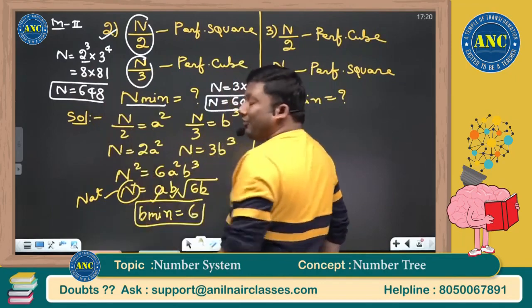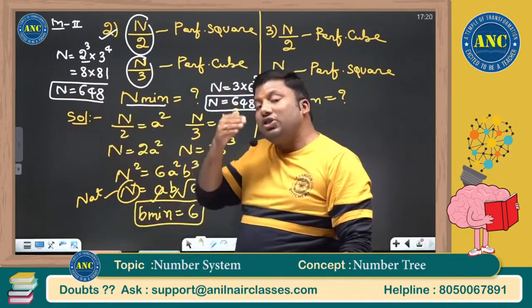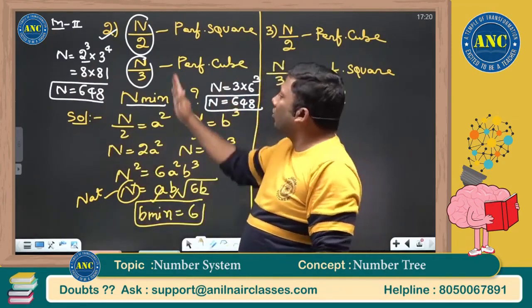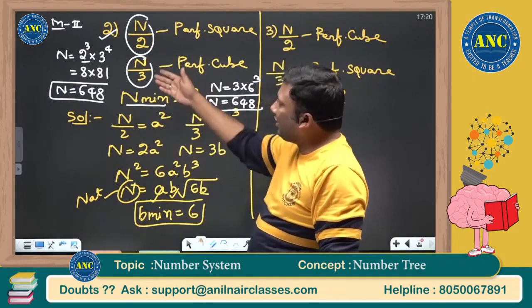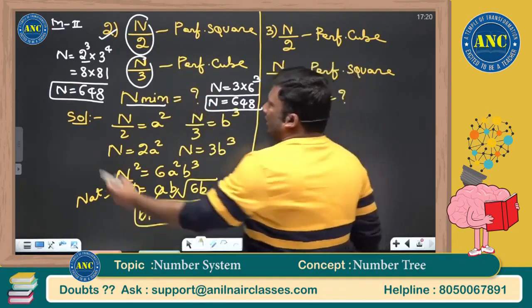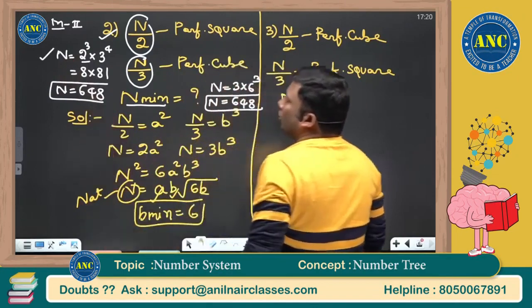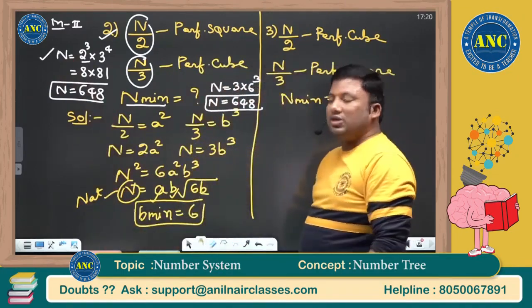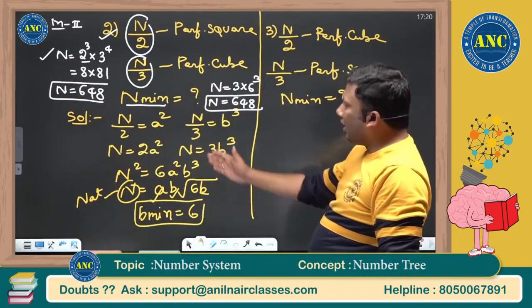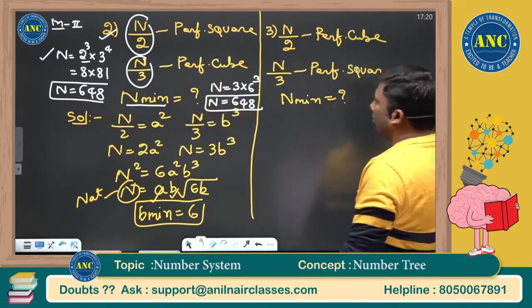Similarly, divided by 3, it should be a perfect cube: 3 power 3, 3 power 6, 3 power 9. So when you divide by 3, it is a perfect cube, so it is 3 power 4. Directly you can write 2 cube into 8 into 81, which is 648. Either you can do this method or you can do the other method.